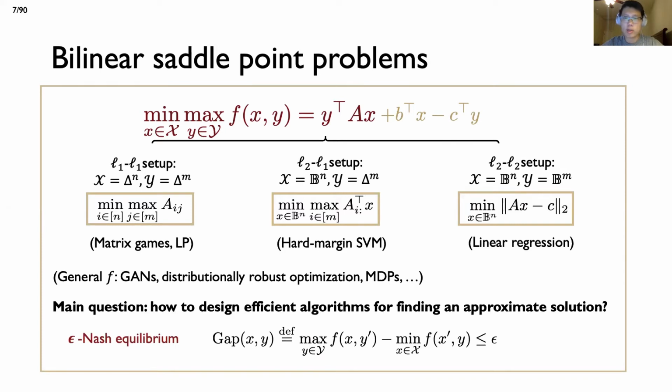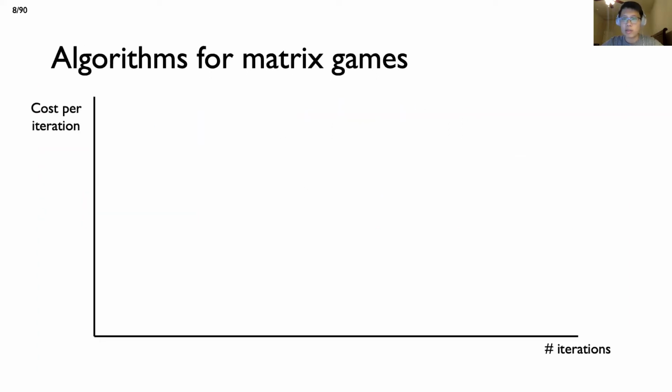The main question our work addresses is that of efficient algorithm design for approximately solving this family of problems. The notion of approximation we will consider throughout the talk will be duality gap, or the change in objective value when players shift to best responses. We'll start by giving some context, focusing on the L1-L1 setup, matrix games.